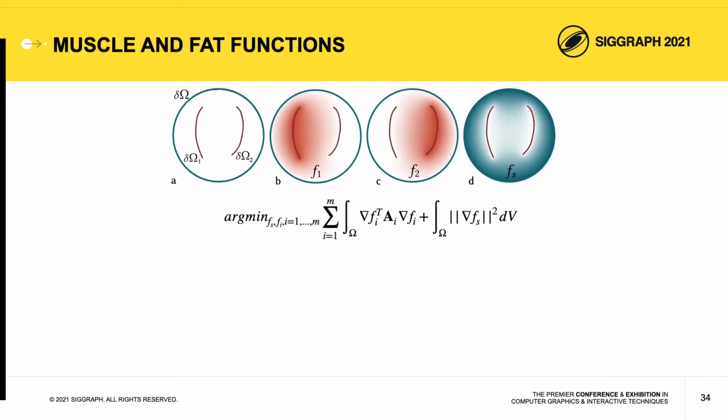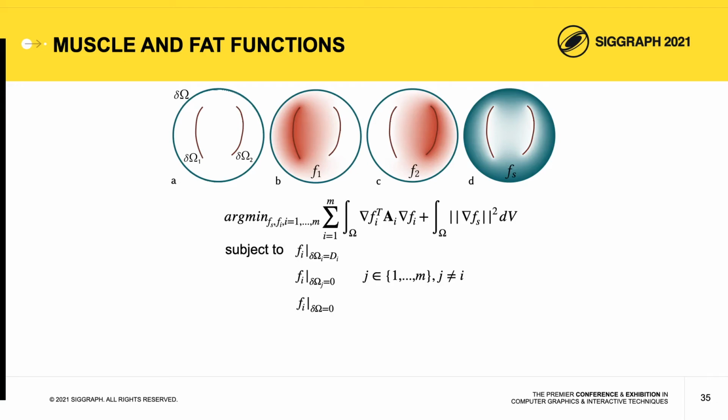To compute these muscle functions, we propose to define them as minimizers of the Dirichlet energy subject to constraints. We define M as the total number of muscle curves and sum the Dirichlet energies of all muscle functions over the domain, where matrix A_i is an optional user-defined diffusion tensor field which biases the direction in which material flows at any point in space. We'll talk about this tensor more in the future. Since fat diffuses isotropically, we write it as a separate term.